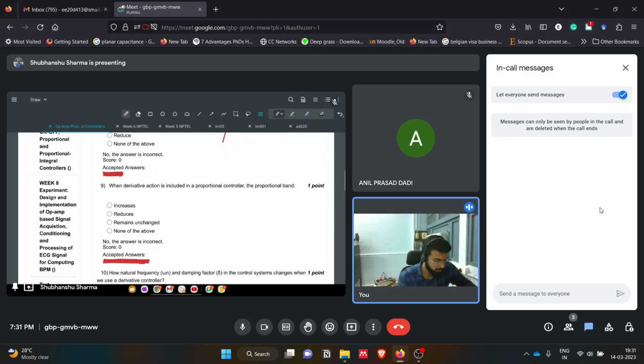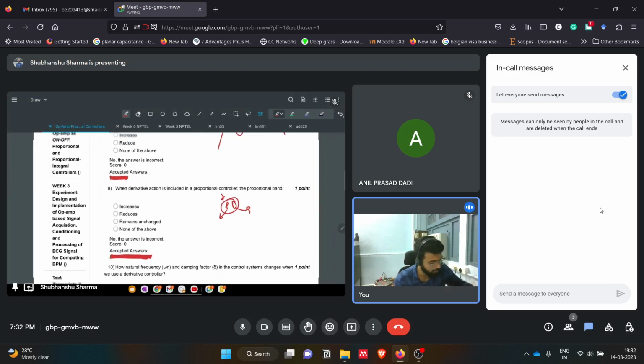So the another question: when derivation action is included in the proportional controller, the proportional band. Whenever you see this in a proportional controller, that will be like a PD controller. So P behaves separately, D behaves separately. The final outcome is based on their combined output. But here we are talking about only the proportional band. As we saw earlier also, it is inversely proportional to the gain, or we can say KP. That's all. So based on that you can answer this also.